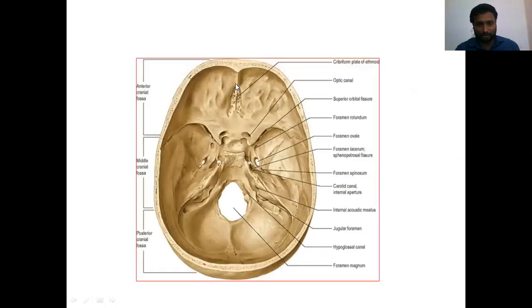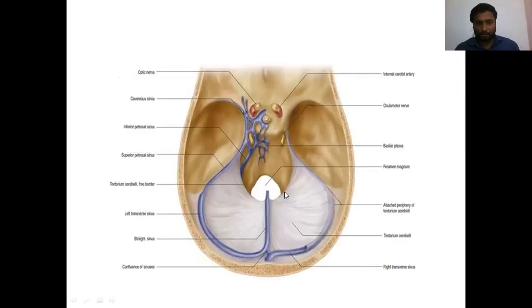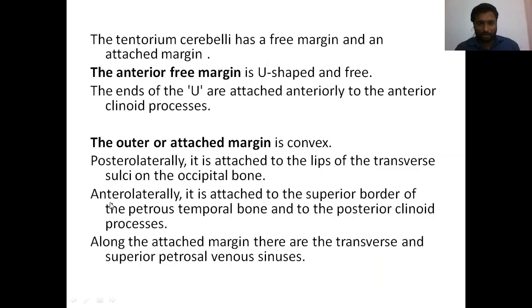See here, this is the anterior cranial cavity. This is the posterior margin of the anterior cranial cavity, and here we can see a projection. This projection is known as the anterior clinoid process. This is the opposite side anterior clinoid process. So the anterior end is connected to that anterior clinoid process. Now we have to discuss the attached margin. The attached margin's posterolateral part is connected to the lips of the transverse sulcus.